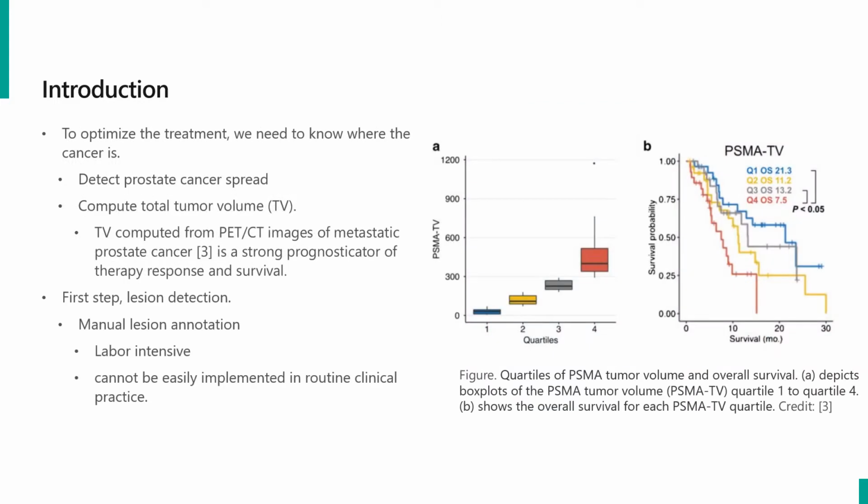To optimize the treatment, we need to know where the cancer is. For example, we would like to detect prostate cancer spread and also compute the total tumor volume. The very first step is always to do lesion detection. Unfortunately, right now, lesion annotation has to be done manually. As a result, it is labor-intensive and cannot be easily implemented in routine clinical practice.